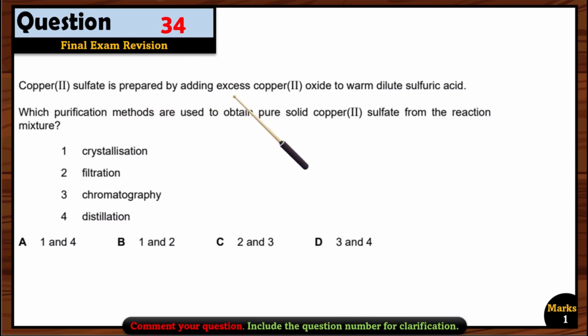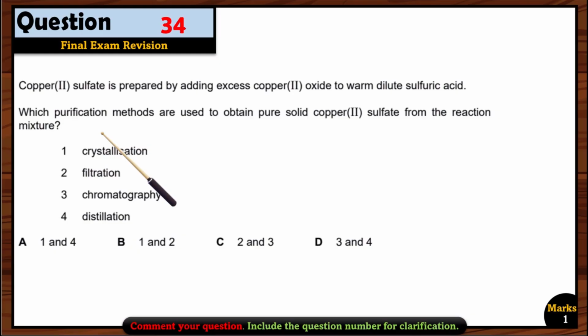Copper sulfate is prepared by adding excess copper oxide to warm dilute sulfuric acid. Which purification methods are used to obtain pure solid copper sulfate from the reaction mixture? Copper sulfate is a soluble salt, right? All the sulfates are soluble except for two or three exceptions. Now we are adding excess copper oxide, which means one of our reactants is insoluble. So we first have to do the filtration so that we can remove it, right? So filtration will be the first step.